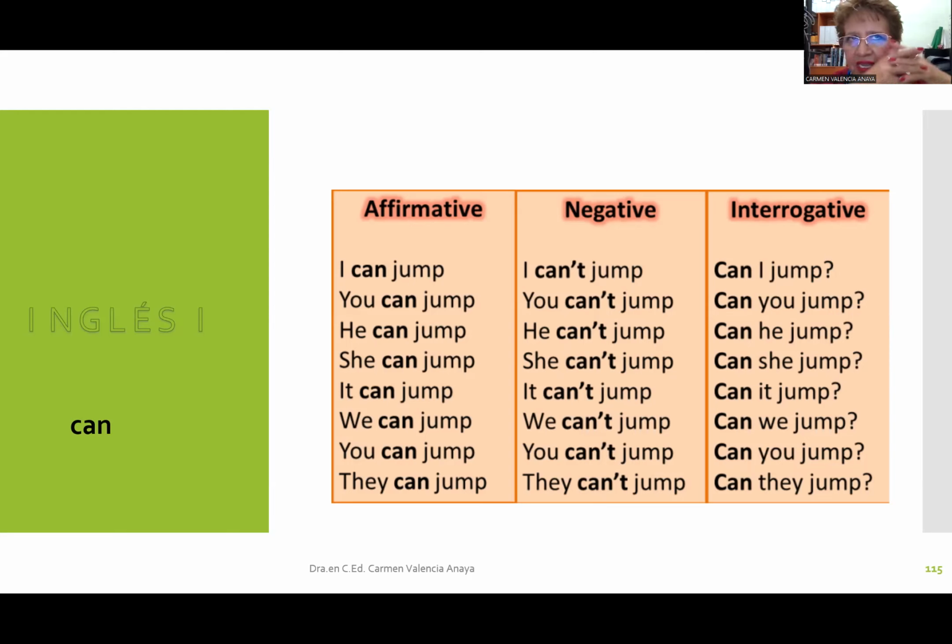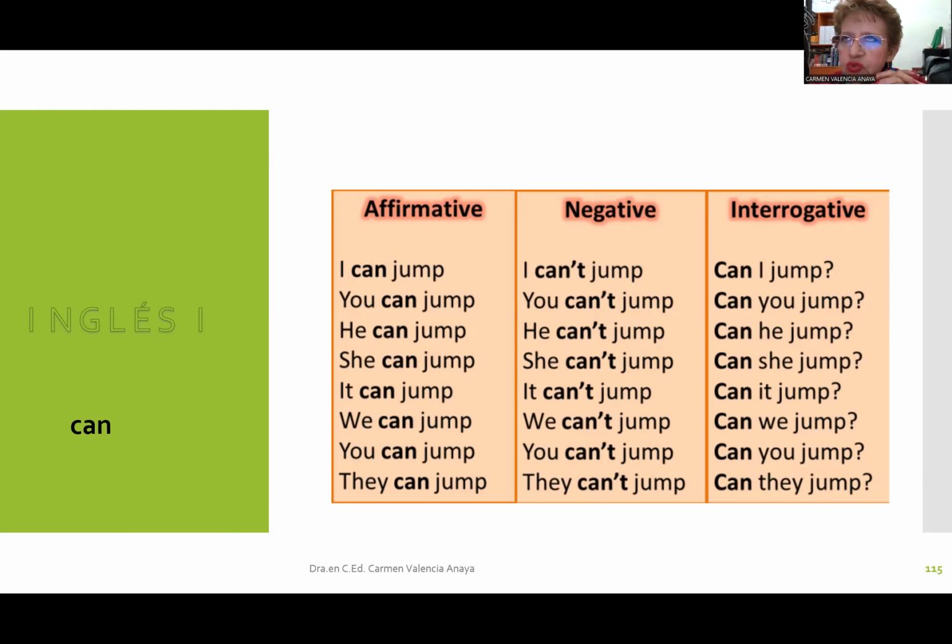Negative form. In the negative form, you can use I cannot or I can't, and you are going to use this form for all the people. I can't, you can't, he can't, she can't, it can't, we can't, you can't, they can't. And it's going to be followed by the simple form of the verb.